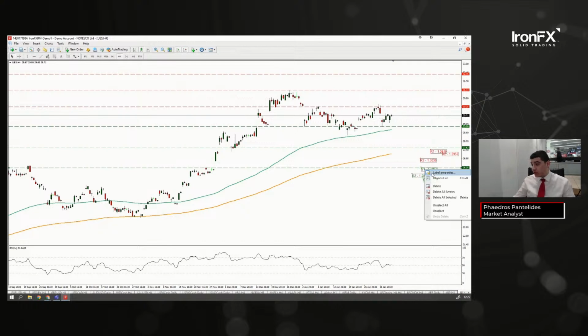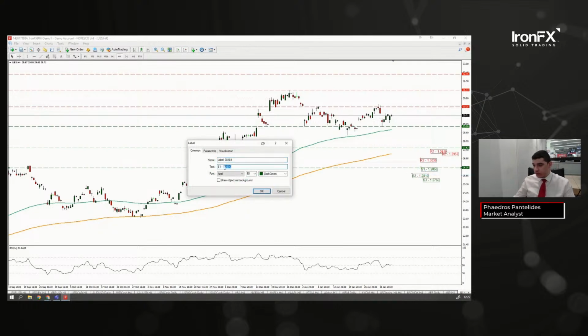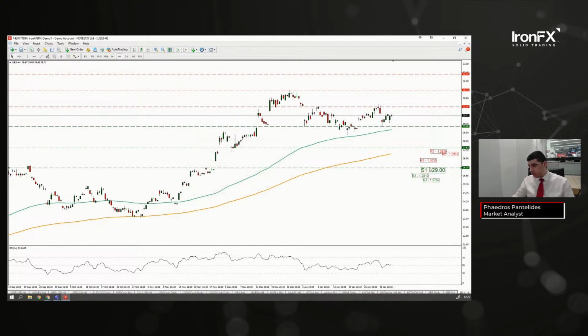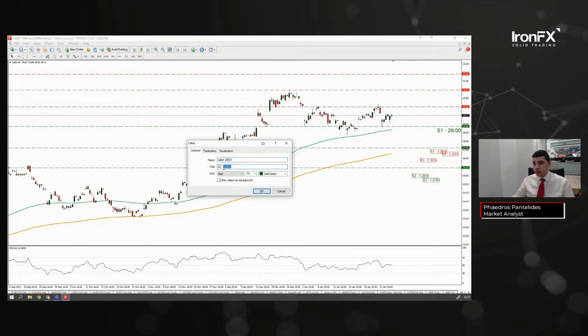So let's just put on the text labels to make it easier for you at home. You can see, then let's make this 16. We've got S1, S2, 27.62.